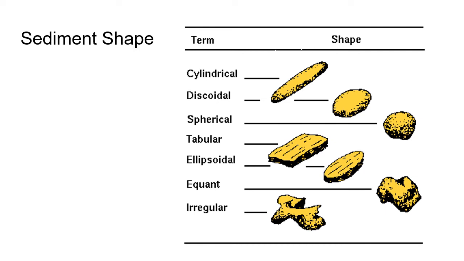Equant or spherical or compact grains tend to behave differently than irregular shaped grains. Irregular shapes have different pieces and processes sticking up in all different directions, which can allow for transport and initial erosion to happen in a different way than a compact grain. Tabular or ellipsoidal grains tend not to transport quite as easily because they're hydrodynamically lower, and so they're harder to entrain to begin with.